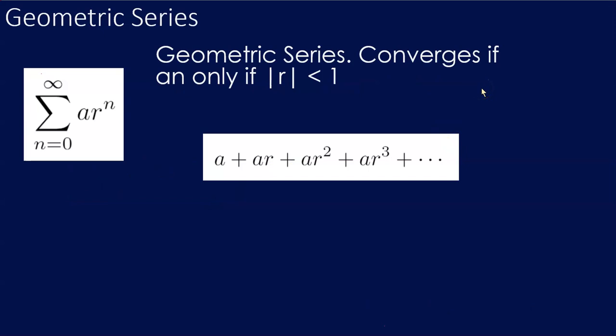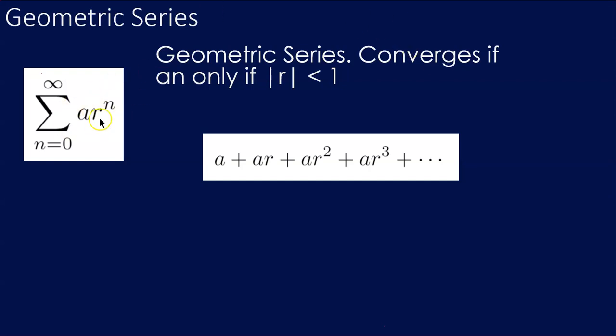First off, we're going to look at the geometric series. A geometric series will converge only if the absolute value of the ratio is less than 1. I don't care if it's negative 1/2 or negative 1/3 or positive 1/3. As long as the absolute value is less than 1, then the series will converge.